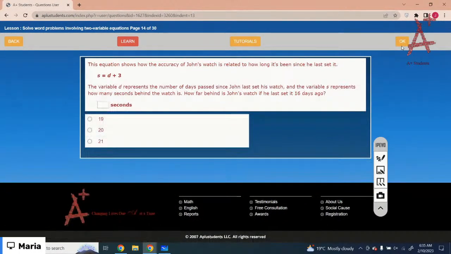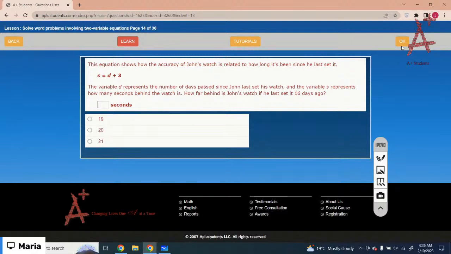Okay, the next one is: this equation shows how the accuracy of John's watch is related to how long it's been since he last set it. S equals D plus 3. The variable D represents the number of days passed since John last set his watch, and the variable S represents how many seconds behind the watch is. How far behind is John's watch if he last set it 16 days ago?